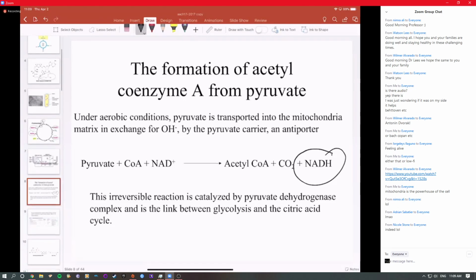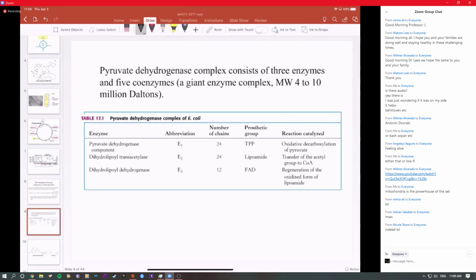Shown here are the components of this complex. It is a big complex. It has a molecular weight of 4 to 10 million Daltons. Daltons is just a fancy name for grams per mole. There's a subtle difference in definition, but ultimately it is pretty much the same thing. So this is something with a molecular weight of 4 million to 10 million. So it is big. And it contains three main components that we're going to discuss.